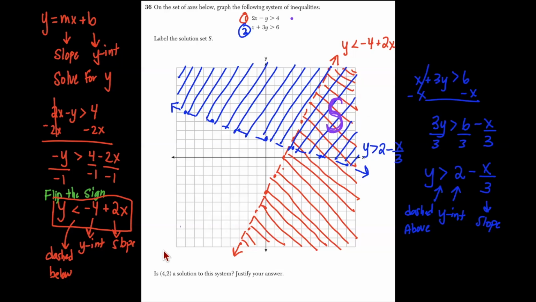Now, let's look at this question here. It asks about a specific point. Is (4, 2) a solution to the system? First off, let's graph it. So where is that point? 1, 2, 3, 4, 1, 2. Now, (4, 2) looks to be a solution, right? So I say, yes, this is a solution, because it lies within the shaded region of both inequalities.